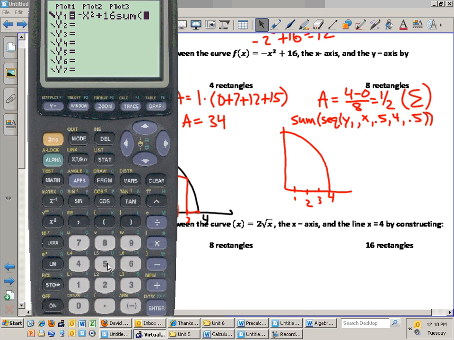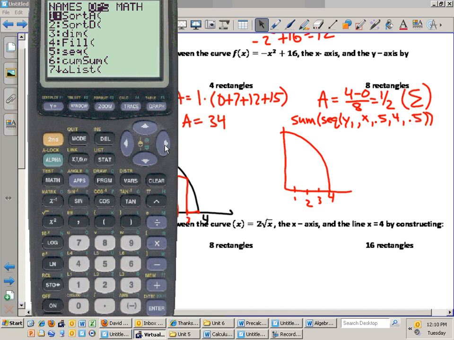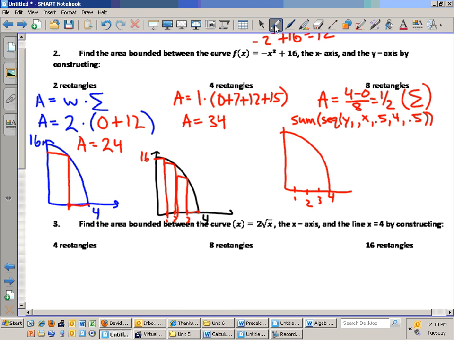I'm really struggling. You get 77, and then we multiply it by 0.5, and you would get 38.5. So that's the approximation with 8 rectangles.